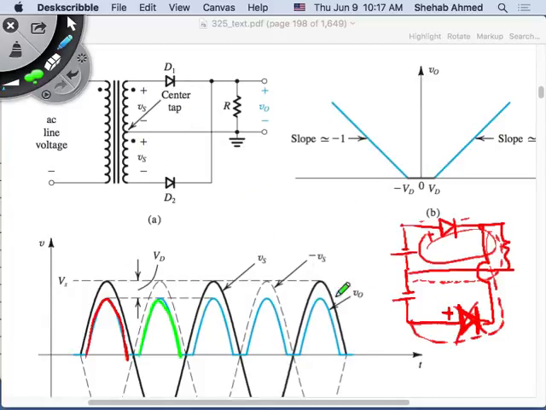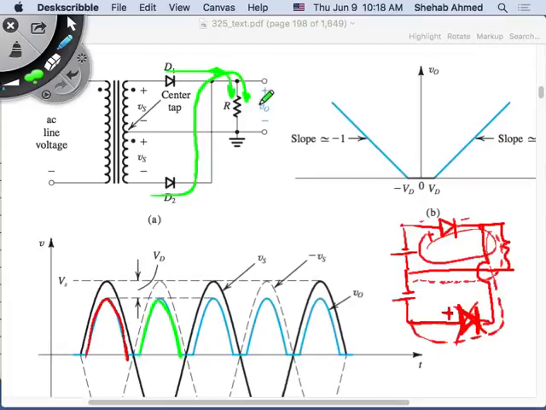But this is called the center tap transformer with a center tap rectifier. And the nice thing is, what I bought myself here is my output now is full wave. Remember, if I want to deliver power, the output cannot be negative. Because current, look at this. Current is going to flow this way into the load, right? Also, current will flow this way into the load.